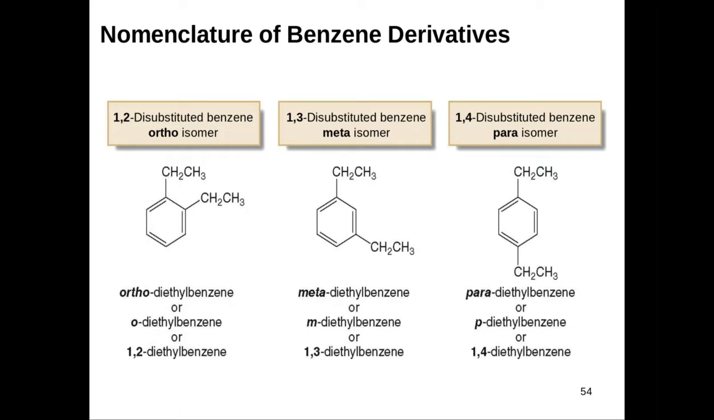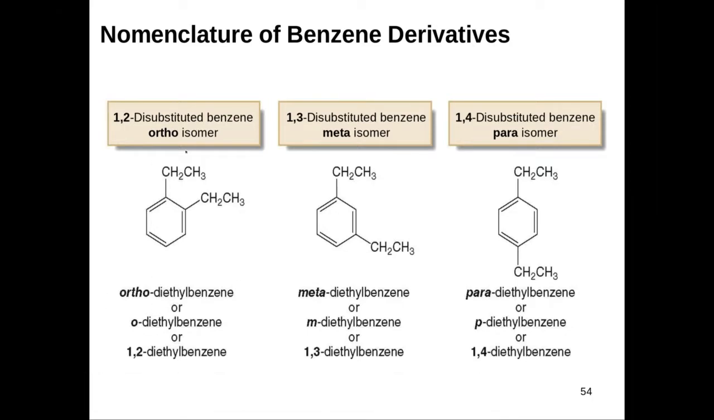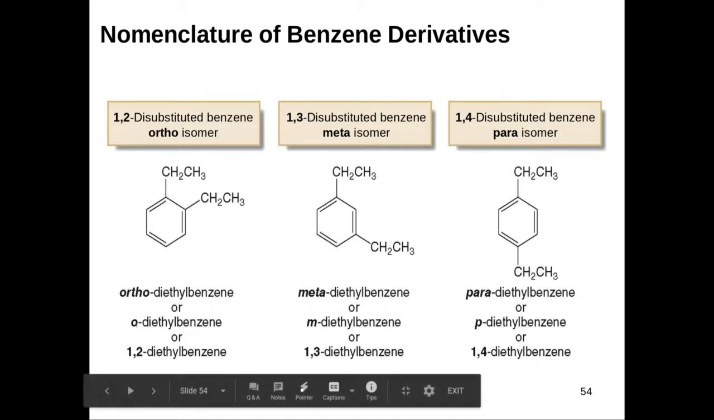Now, we can write this in one of 3 ways. They can either be ortho, meta, or para. So it can be ortho-diethylbenzene, because I have 2 ethyl groups here, or we can write that as o-diethylbenzene, or if we wanted to do the full IUPAC name, 1,2-diethylbenzene, and that's the one we know, right?